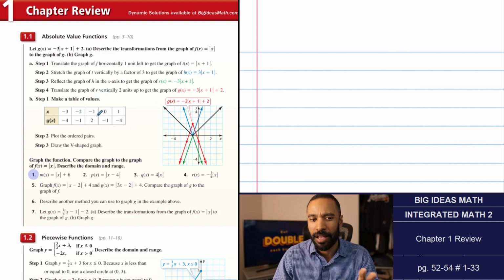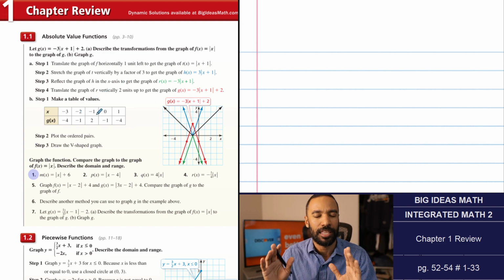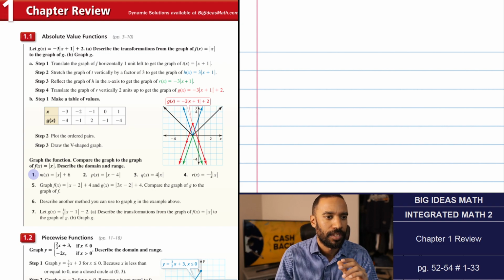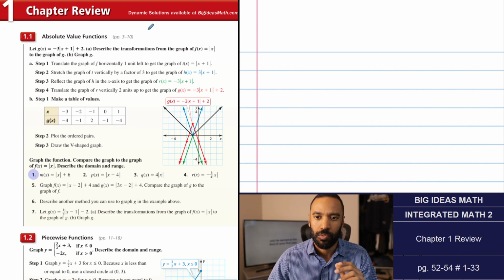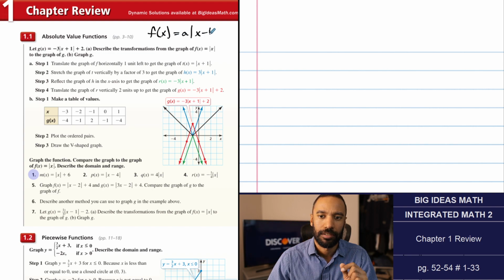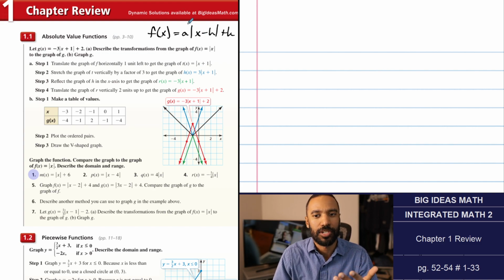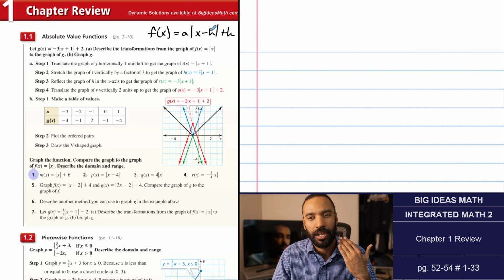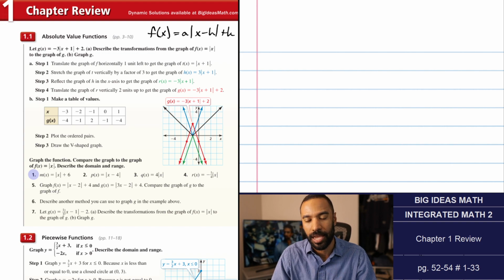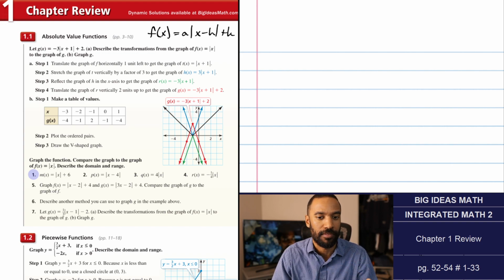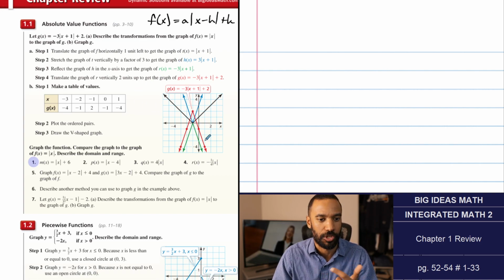They say make a table of values. We use the vertex form of an absolute value function. So a is your vertical stretch factor, h is your horizontal translation, k is your vertical translation. You've seen it in my previous videos, hopefully. So I'm going to be referring to that more so than using a table. Plot the ordered pairs, draw the graph. It's going to be the one in red. Okay, so that's an example of one.